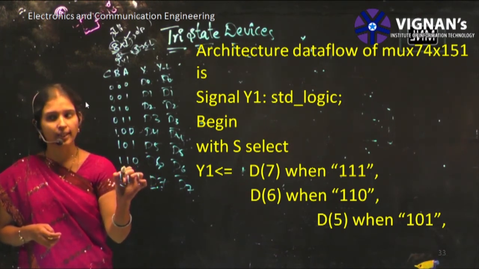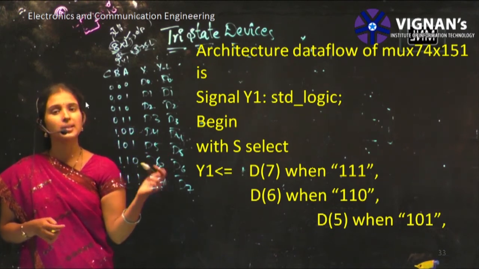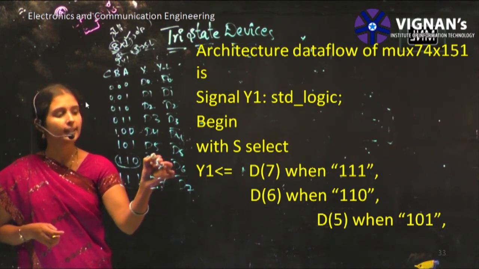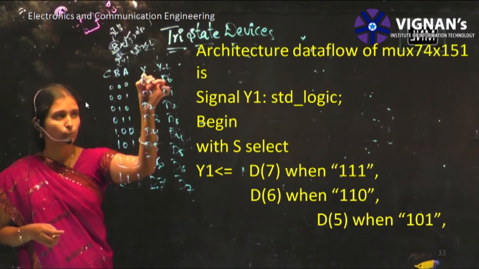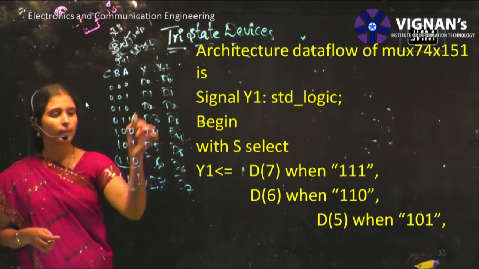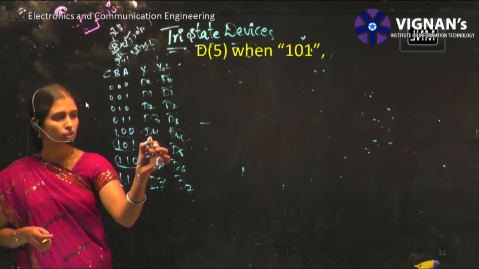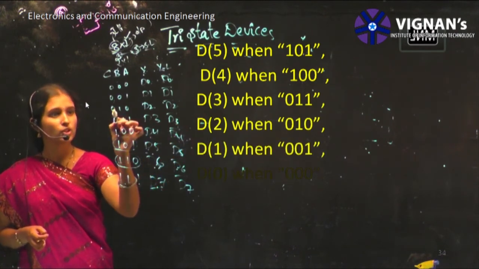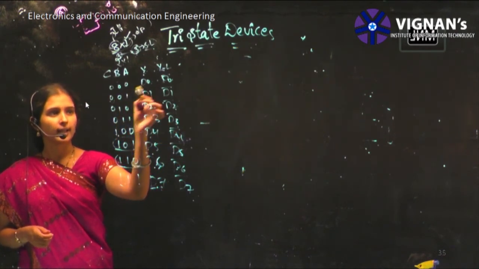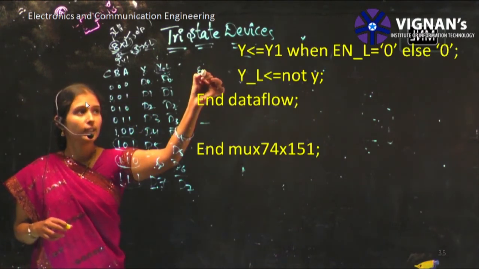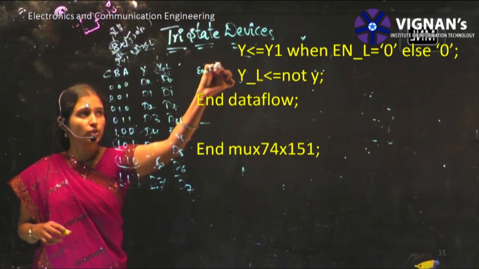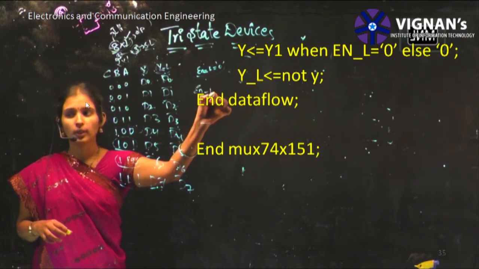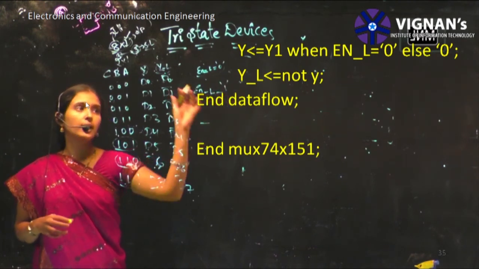when I take 110 as my selection lines, see there I use with S select, that means as selection lines. I'll get D6 at Y as my output and D6 bar at Y bar. At the same time 100 gives D4 and D4 bar, 011 gives D3 and D3 bar, 010 gives D2 and D2 bar. Like that you will get all these things. If the enable active low input is equal to 0, then only you get your output. If enable active low is equal to 1, it indicates that you are not enabling your output.